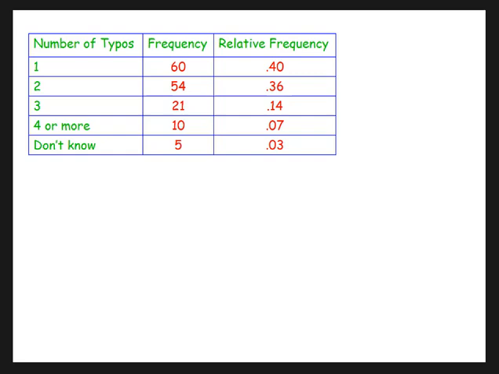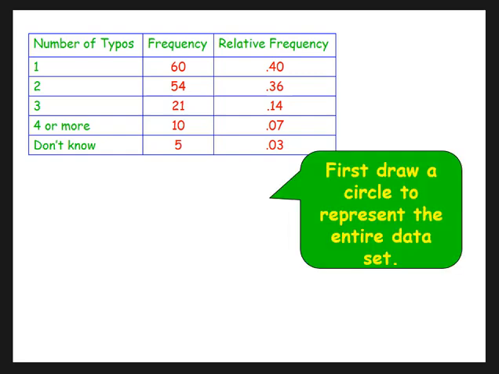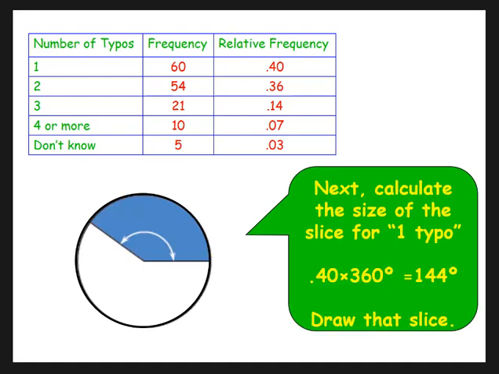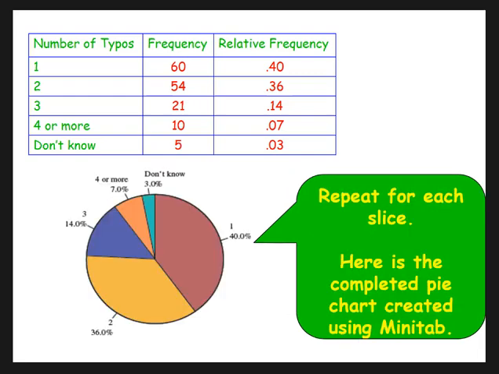So up here, we convert each of those frequencies into relative frequencies. We draw a full circle. That circle represents 100%. So a relative frequency of 0.4 is 0.4 times 360 degrees, because 360 degrees is the full circle. That's 144 degrees for that slice.